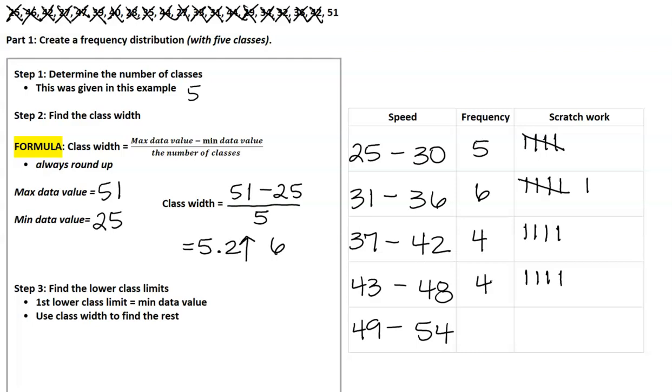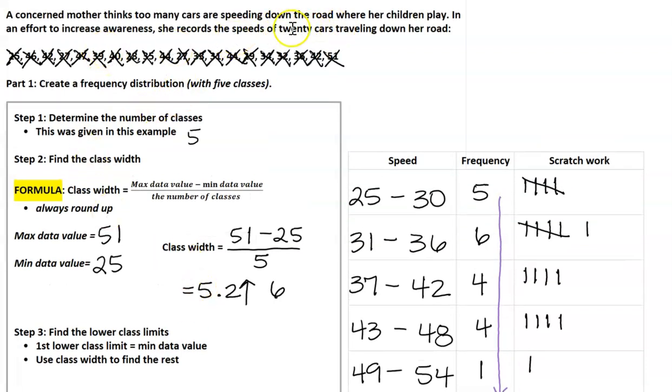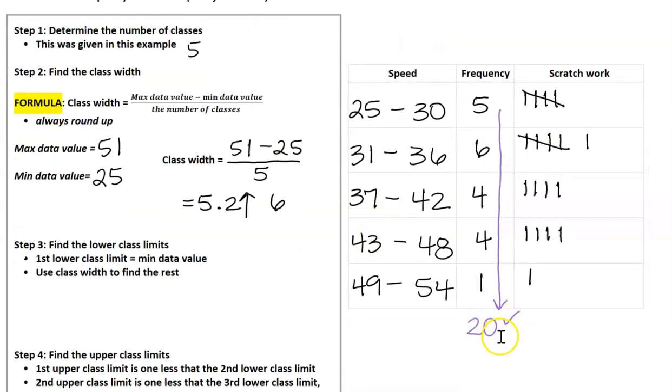And then finally for the last class, numbers between 49 and 54, we only have one speed in that category. That's 51. And so the frequency for the final class is 1. Remember, a way to check over your work is to add up all of your frequencies. If I were to do 5 plus 6 plus 4 plus 4 plus 1, that adds up to 20, which is good because we know that she recorded the speeds of 20 cars traveling down this road. So the sum of all the frequencies should be 20.